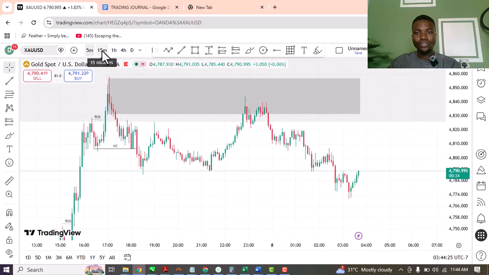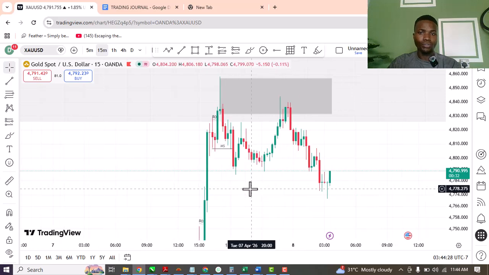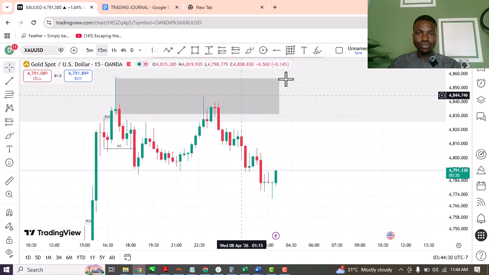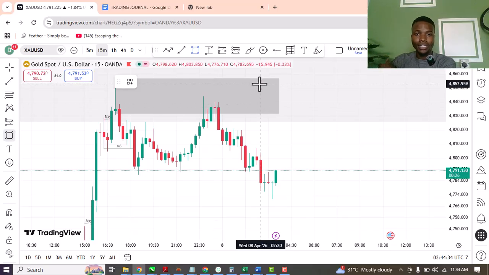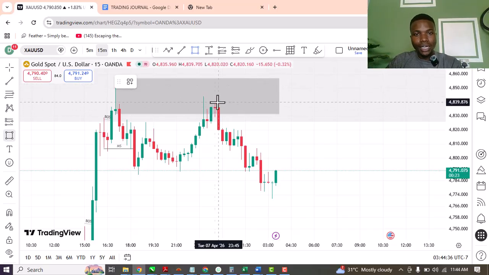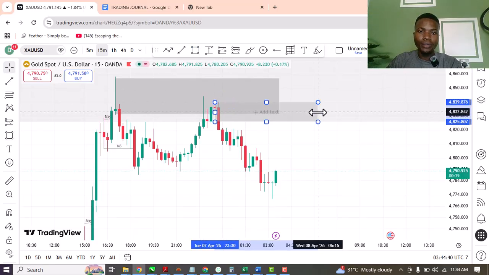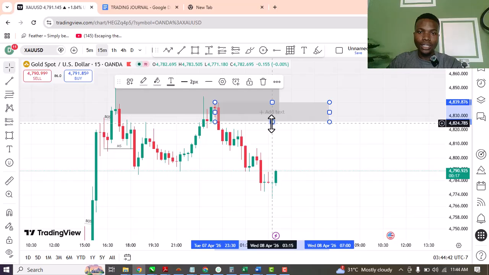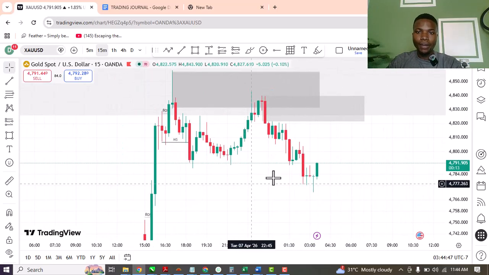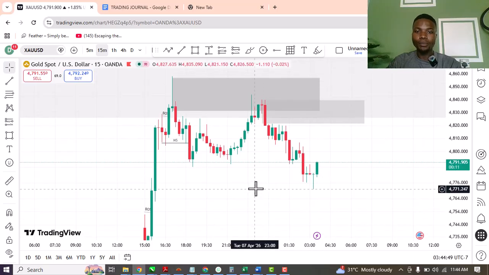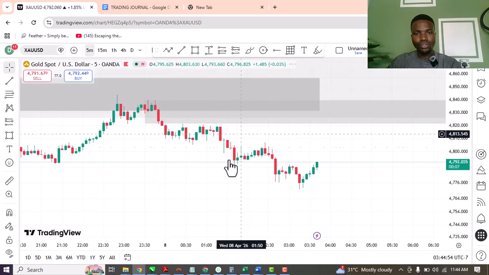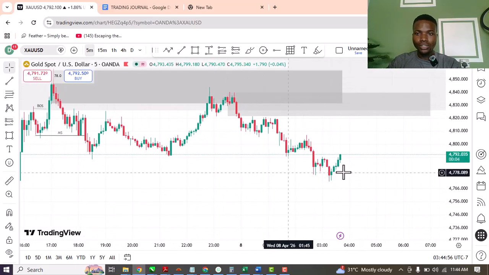What I'm going to be looking out for is, let me just go down to 15 minutes again. I need to mark out where price has already respected. So right now we see that we have a supply zone around here. This is a supply zone, and I think I should draw it down a little bit. Then after that, I cannot be precise right now. I think I should just use 5 minutes. So let me just follow the prints.